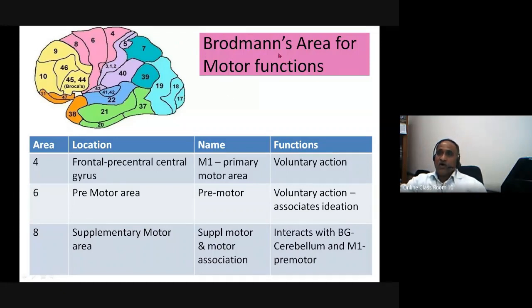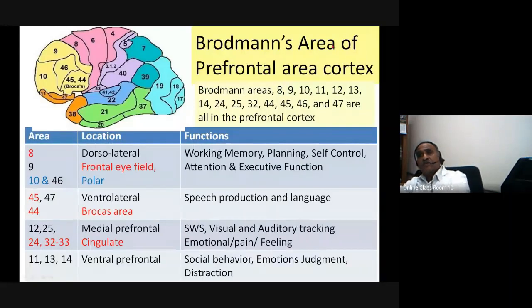Needless to say, areas 44 and 45 are again a motor part, concerned with the vocal cords, the production of voice and speech, but that is more complex, and I will deal with it with the prefrontal cortex. This is Broca's area, the motor component of speech. So that is about Brodmann's areas 4, 6, and 8 concerned with motor functions. Then we have the prefrontal areas. You can just see that.